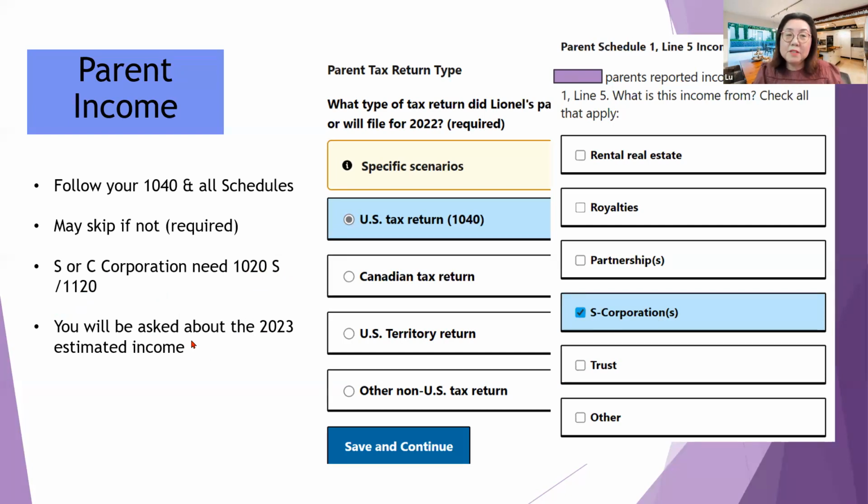So at the end of this parent's income, they're also going to ask you about your 2023 estimated income. Do your best to estimate it. It doesn't have to be accurate, but don't jump too high, right? I mean, because you don't know yet. It's not the end of the year yet. So make sure that you just give an estimate, and hopefully the number is close to the 2022 or lower and not too much higher, right?